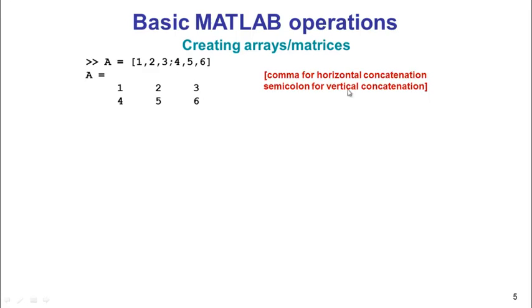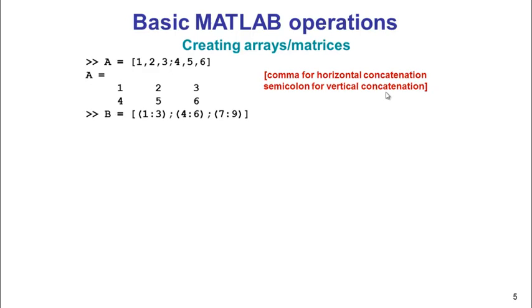So what the semicolon indicates is that we should have vertical concatenation. That means move to a new row. The comma, like we showed before, is for horizontal concatenation: put a bunch of numbers next to one another. The semicolon is used for vertical concatenation: put a set of numbers on top of another set of numbers. Move to a new row.